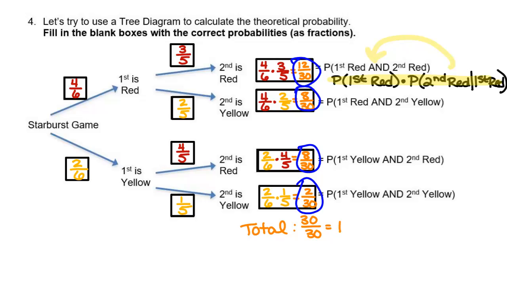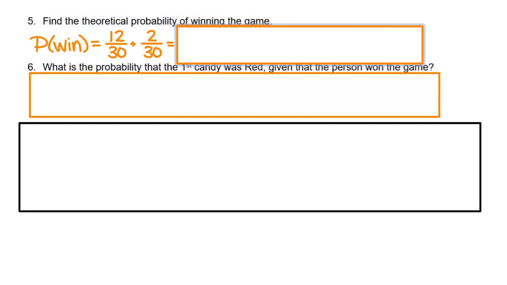So how would I calculate the probability of winning this game? Which outcomes would represent winning? Red and red, yellow and yellow. Those would be winning. And these are mutually exclusive, so to find the probability of this or this, I can just add them together. So what's the probability of winning this version of the game? 14 out of 30.